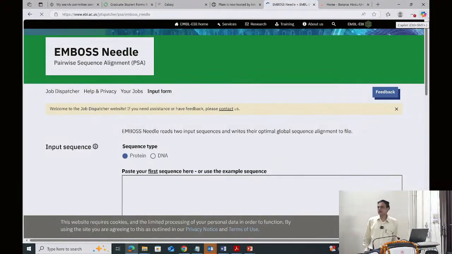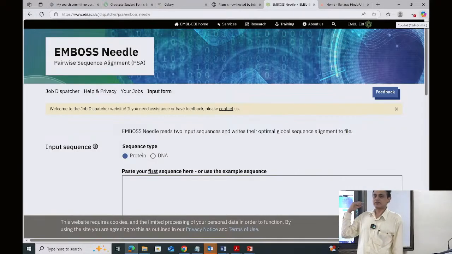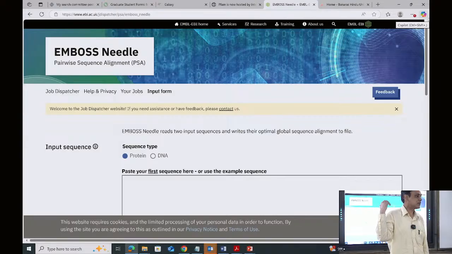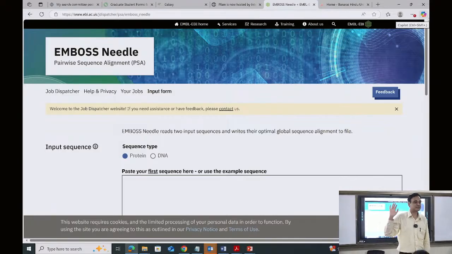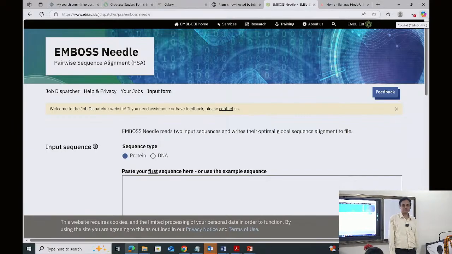So can you all go to this actually? If you haven't yet found the Needleman-Wunsch algorithm at some other site, you can go here and start with the Needleman-Wunsch algorithm. Okay.